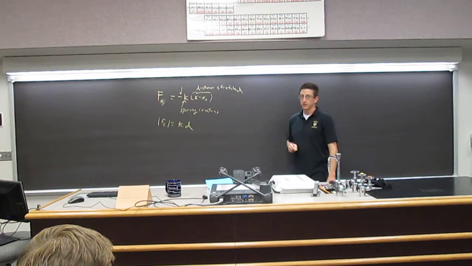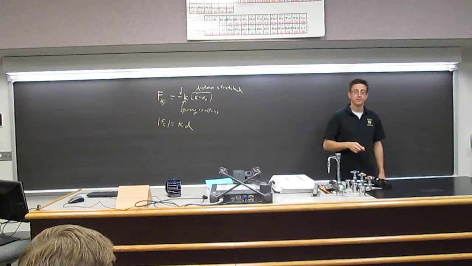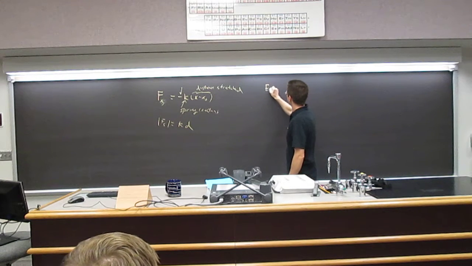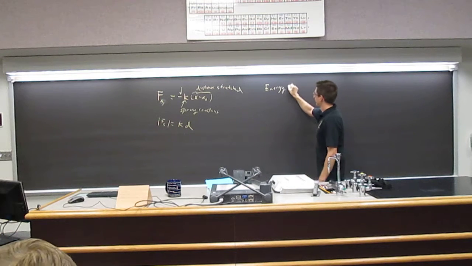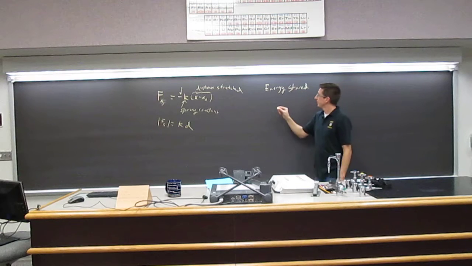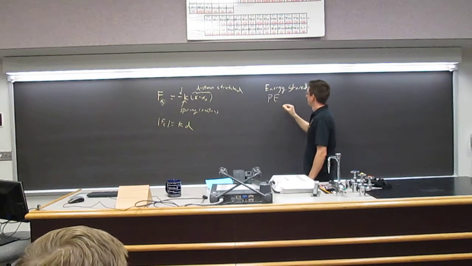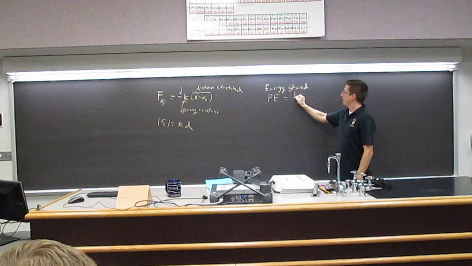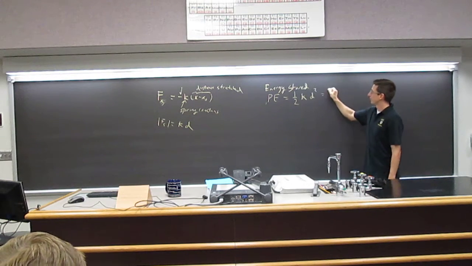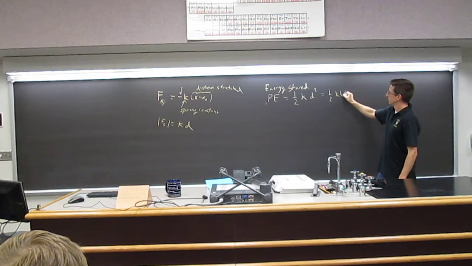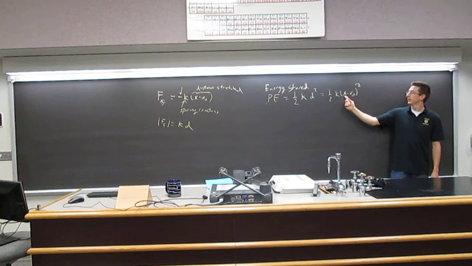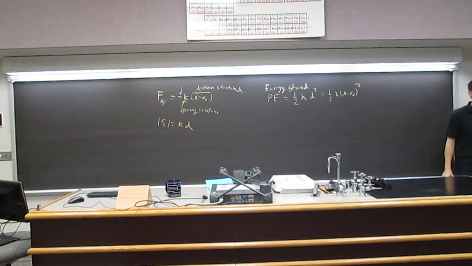All right, and then at the end of the day last time, we derived the fact that if I have a spring that's either compressed or stretched, there's some energy that it has. The energy stored in the spring, which is the same thing as potential energy, is 1/2 k times the distance stretched squared, or 1/2 k (x minus x naught) squared, where x naught is its equilibrium position. Yes?